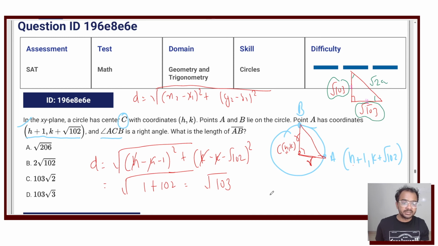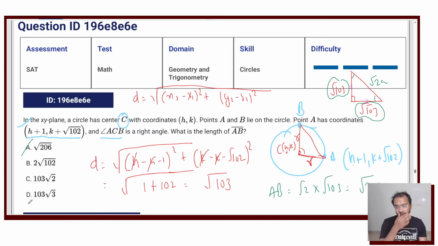It means my length AB is going to be root 2 times of root of 103. That will be root of 206. The root of 206. Do we have it here? Yeah, A option will be correct.